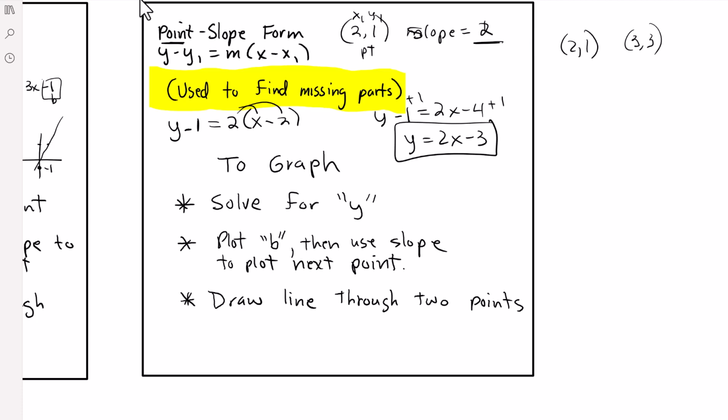So the y values, second y subtract the first y, divided by the second x subtract the first x, and you get 2 over 1. So you get the slope of 2. And then you've got those 2 points. And then you can either use 3, 3, or you can use 2, 1 and plug it into point slope form. All right.